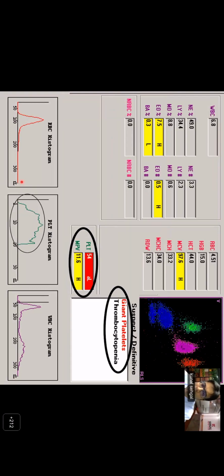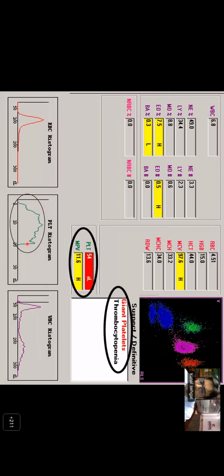Next study, 72-year-old male. The hemogram showed this. Is this question assigned to somebody? I'm sorry, I'm not aware. But this was just for discussion, not assigned. Great, no worries.